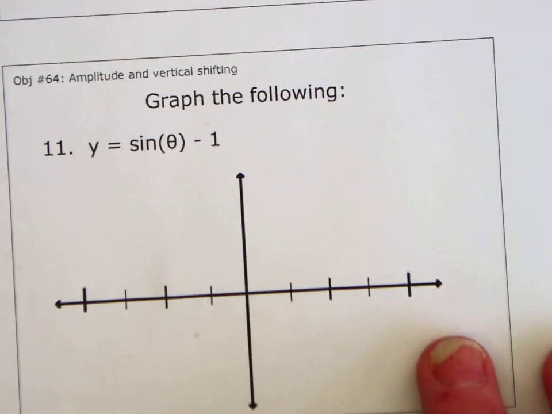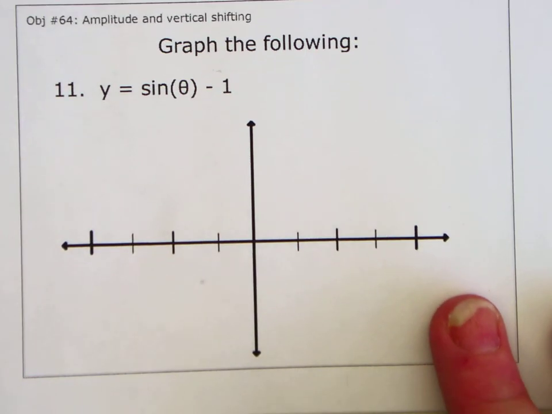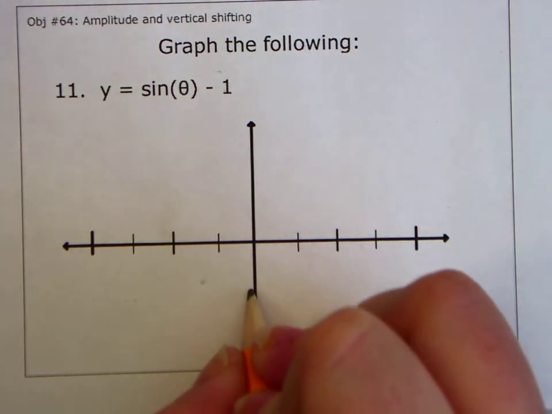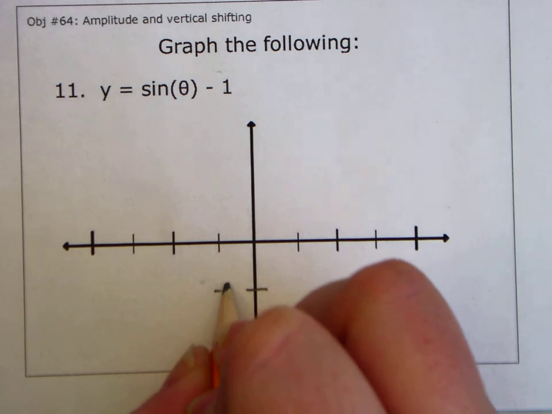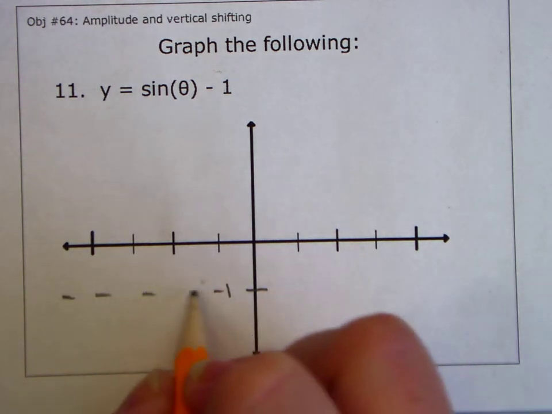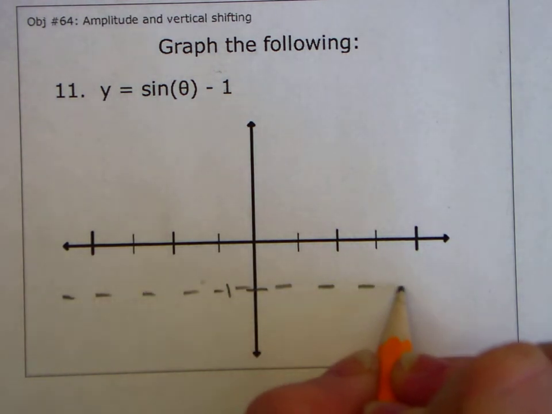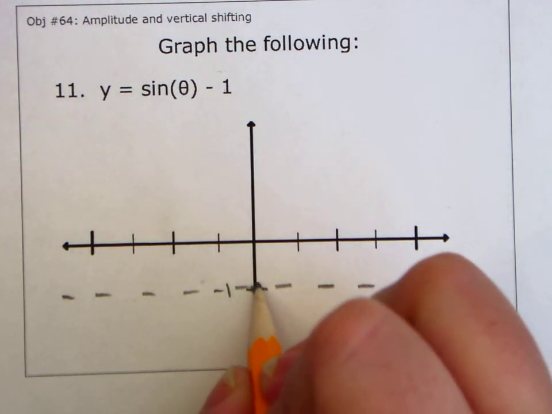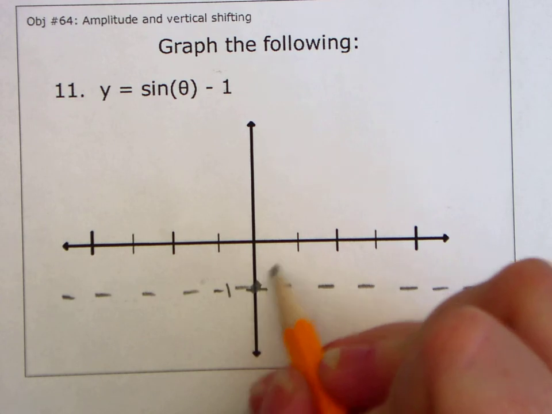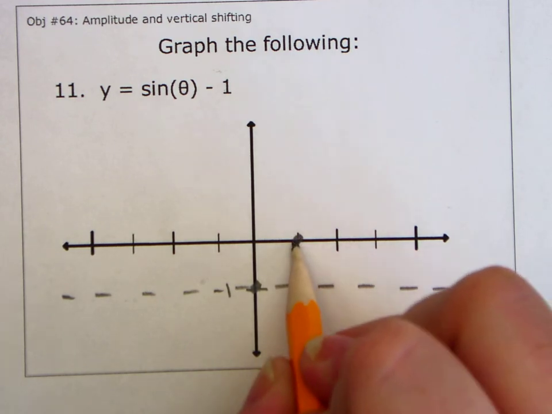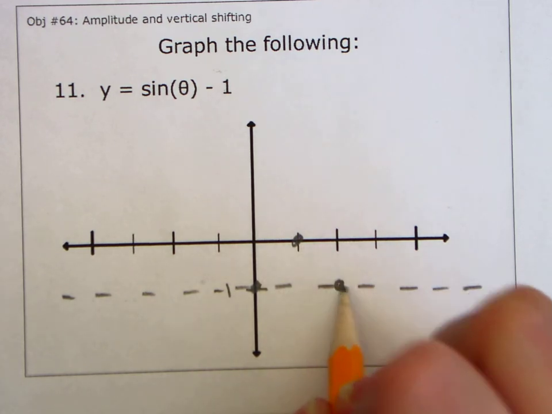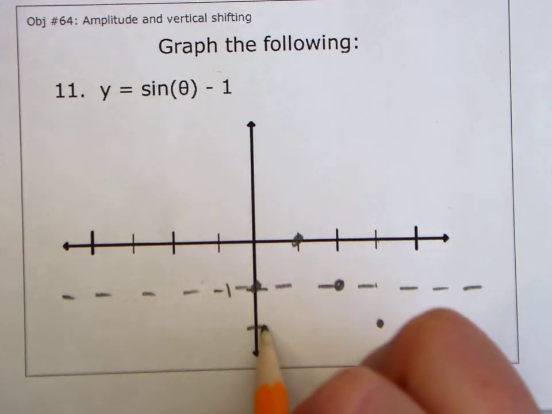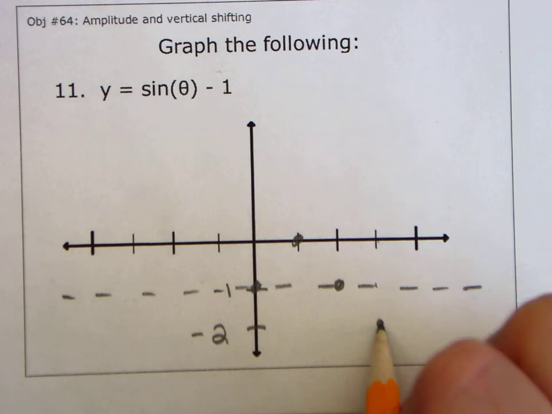All right, number 11, pause the video and try it on your own. I'm going to go to negative 1 and draw a dotted line through that. It's a sine again. Sine starts at 0 and goes up 1, back to 0, then down 1 from my dotted line. So I'm down here, and I put in that negative 2. And then back.